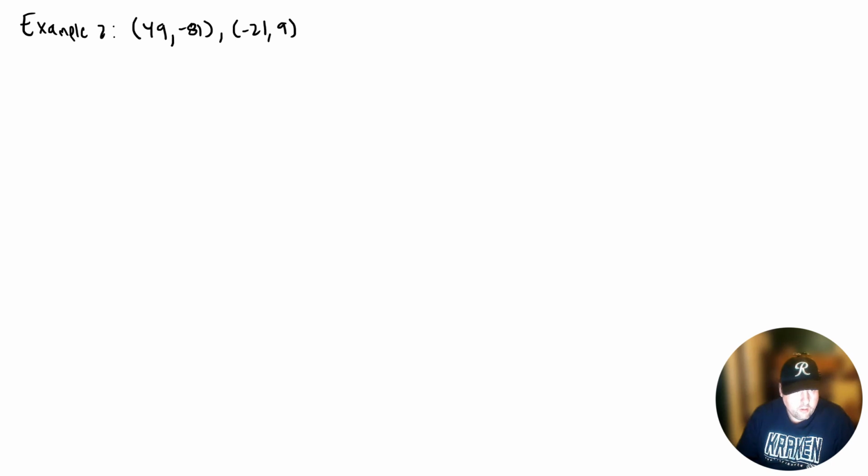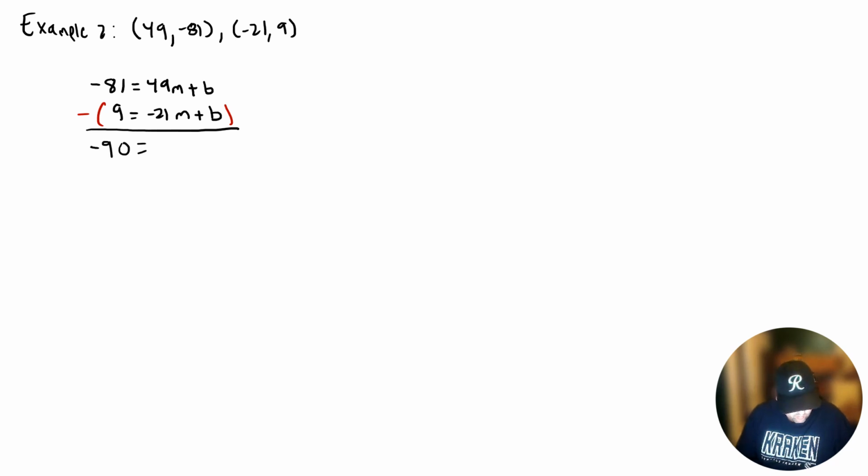So the first point, plugging that in, gives -81 equals 49m plus b. Then the second one gives me 9 equals -21m plus b. And again, we're going to subtract the equations, essentially using elimination to eliminate the b's and solve for m, or the slope. So -81 minus 9 is -90, which equals 49 minus negative 21, which is 70m. And the b's cancel. So we'll divide both sides by 70 to solve for m.